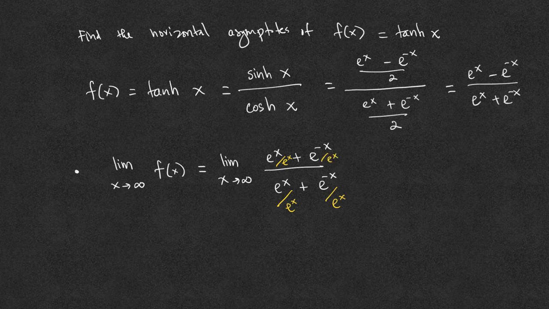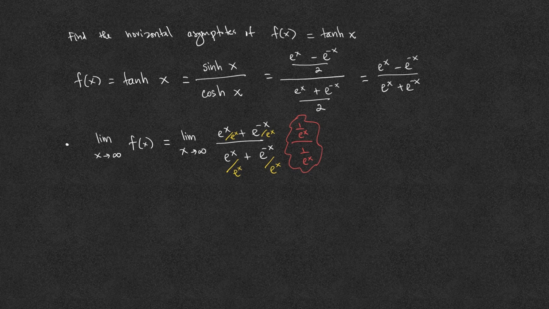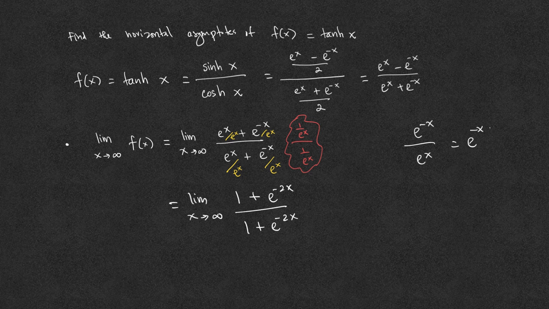What we are doing is we multiply 1 over e to the x in the numerator and 1 over e to the x in the denominator. This is known as the well-chosen one, so we're not changing the function. Multiplying this well-chosen one is a trick that will allow us to evaluate the limit easily. The limit as x goes to positive infinity of 1 minus e to the minus 2x over 1 plus e to the minus 2x. E to the negative x over e to the x is e to the negative x minus x, which is e to the negative 2x.